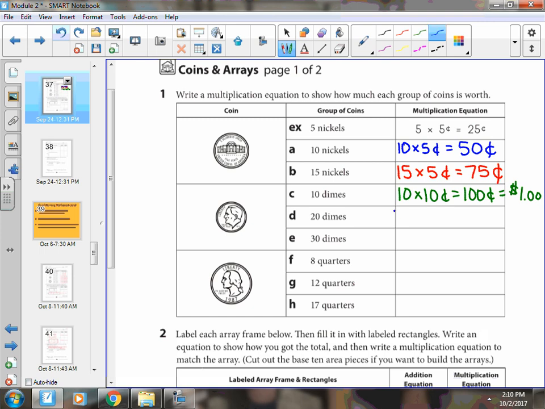20 dimes at 10 cents. 20 times 10 is 200 cents, or $2. 30 dimes times 10 cents for each dime is 300 cents, or $3.